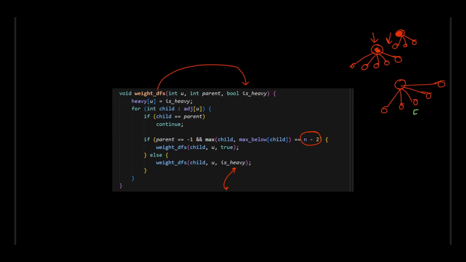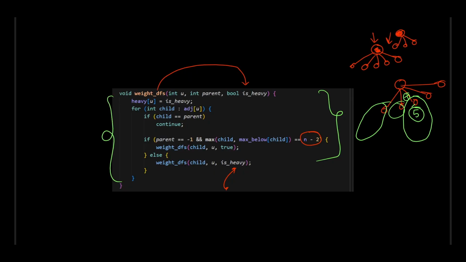So suppose this is the heavy child, and here you pass heavy equal to true, then all the subtree in this child will inherit heavy, and all the subtree in this child will inherit light. So you can see that here also DP on trees is doing its trick. It's just that it's not obvious. And with just this simple DFS, you can classify nodes into two categories: heavy nodes and light nodes.